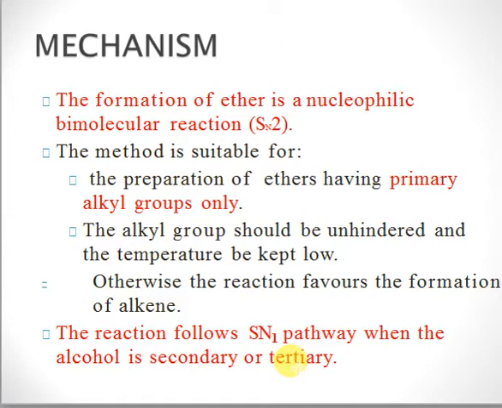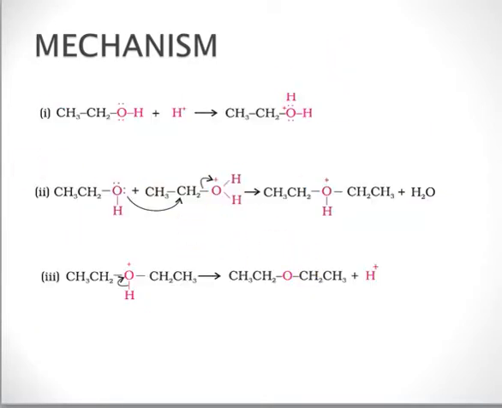This is important to note. If you're going for formation of ethers, the mechanism is SN2, and primary alcohols favor the formation of ethers, while if you have a secondary or a tertiary alcohol, then you will get alkene, and the pathway will be SN1, right? So temperature conditions and the nature of the alkyl group are very important for this reaction.